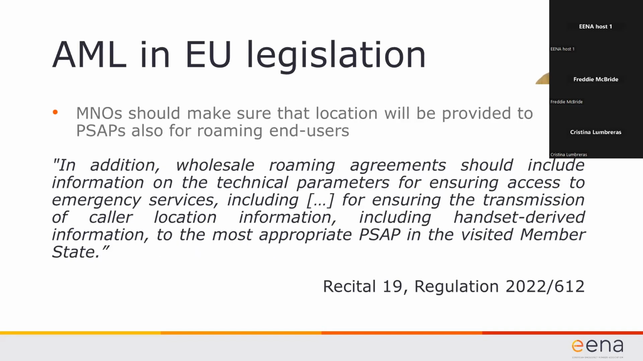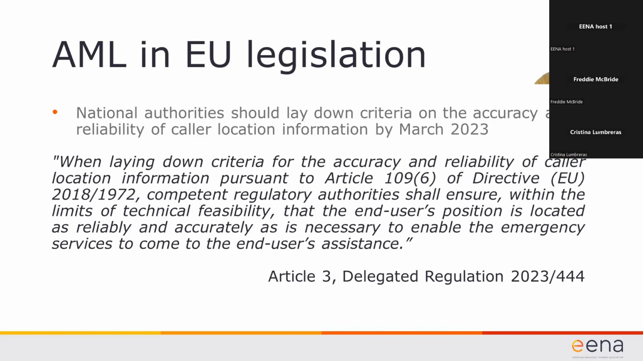There are also some provisions related to handset-derived location information in the roaming regulation, which was adopted last year in 2022. Basically, MNOs, so mobile network operators in Europe, should cooperate together to make sure that the transmission of the AML information is free of charge and that it is actually transmitted. And that includes, of course, the handset-derived location information. So that's an important provision which is in the roaming regulation.